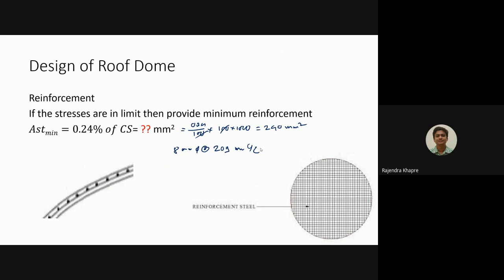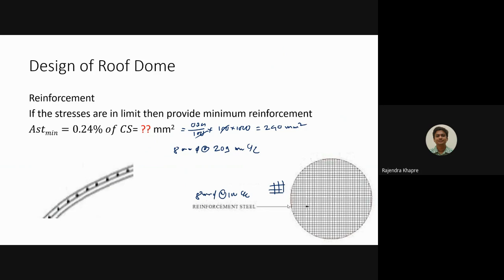So we cannot provide a spacing of bars greater than the thickness of the section. In place of this, we can provide 8 dia bars at 100 center to center, in the vertical direction as well as the horizontal direction as shown in the figure. Please draw an appropriate figure. Then we can provide this much of bars.